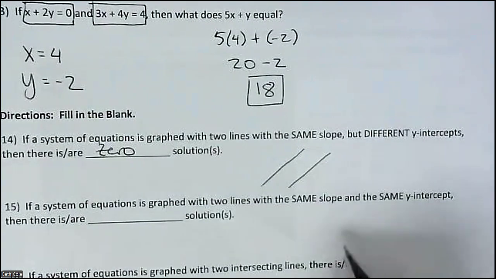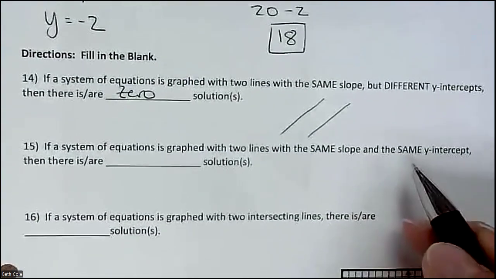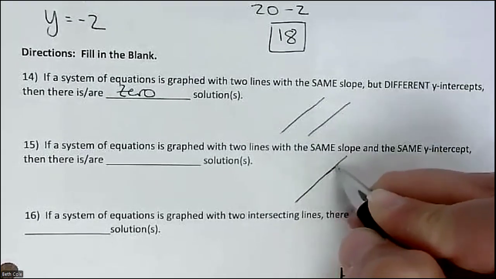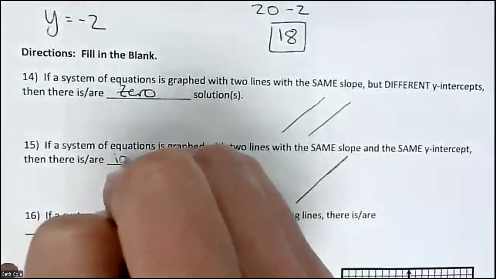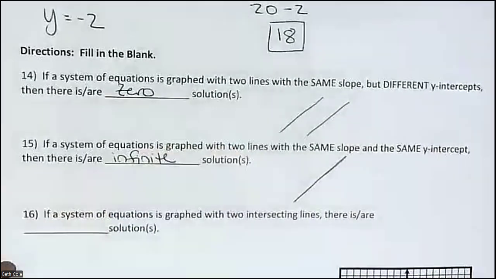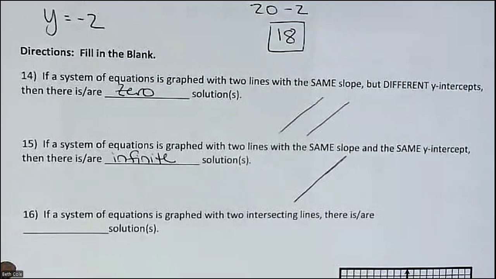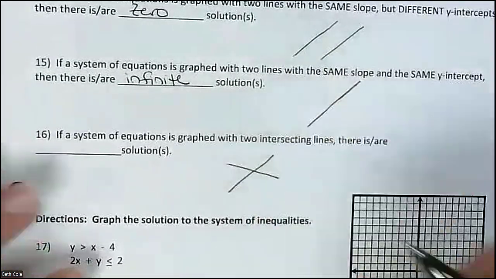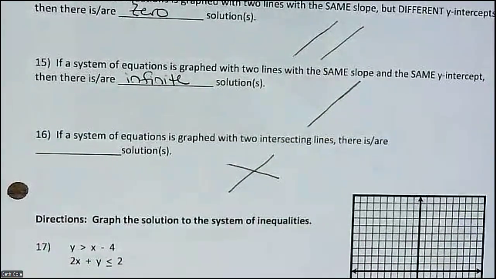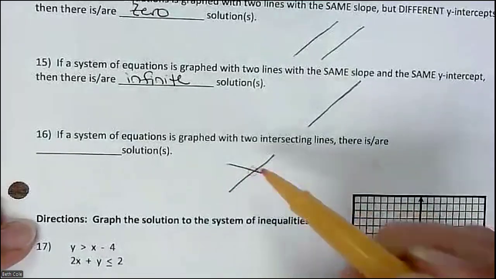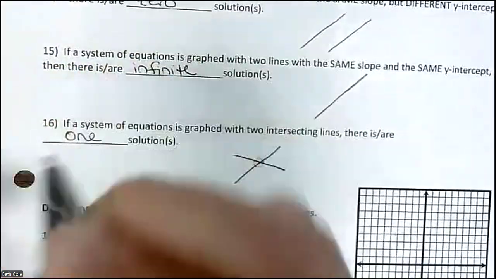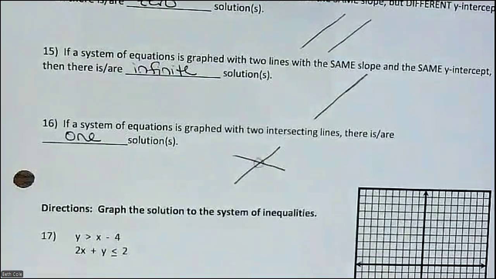If a system is graphed same slope and same y-intercept, it's going to look like this. You get a line and then you get another line that is in the exact same place. So remember that? Infinite. All right. If a system is graphed with 2 intersecting lines, so it would look like that, then there is what? One solution. One answer.